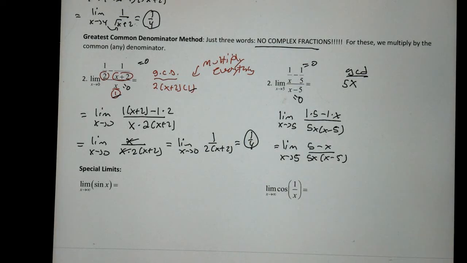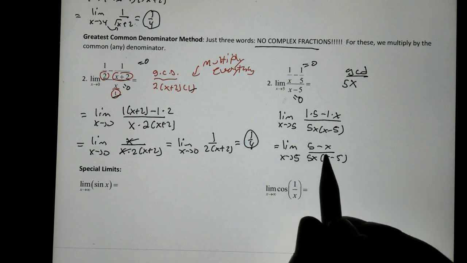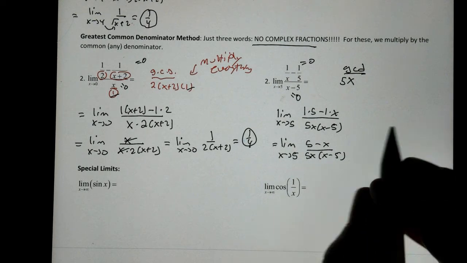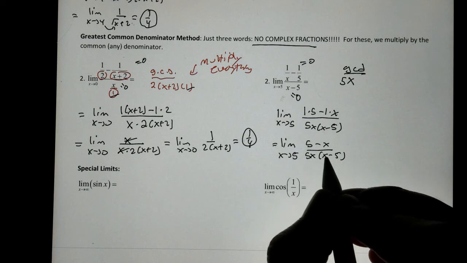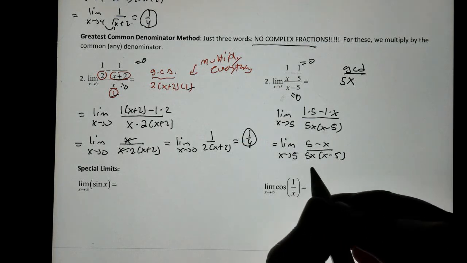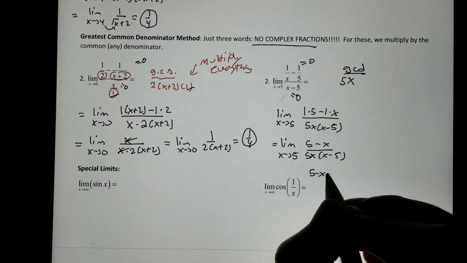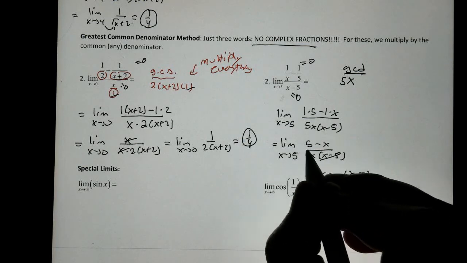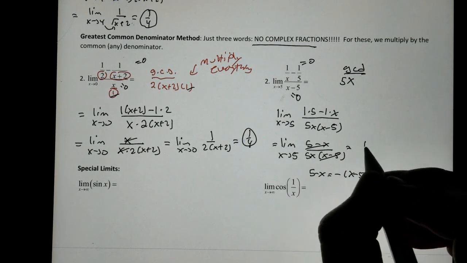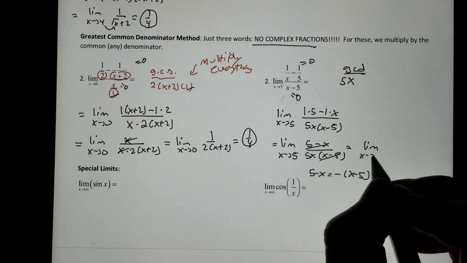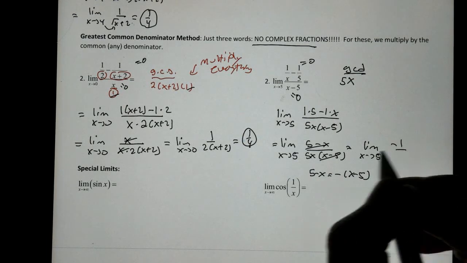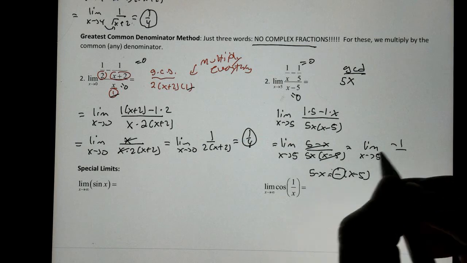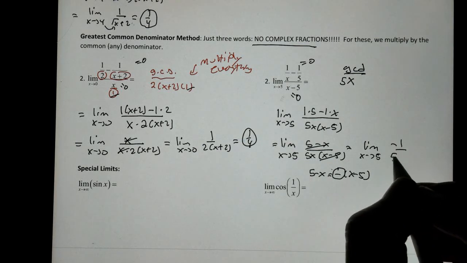And it doesn't look like anything cancels, but they do. Because 5 minus x is the same as x minus 5, just negative. So I can say that 5 minus x is the opposite of x minus 5. So when these cancel, that just leaves me with a negative 1 on top. I'm left with that negative 1. And on the bottom I have that 5x.